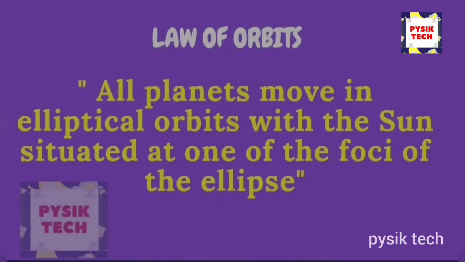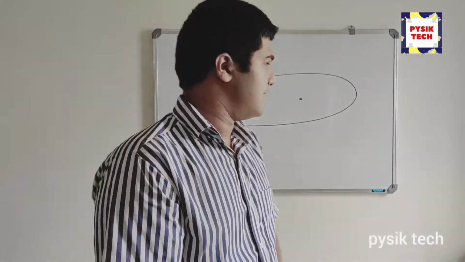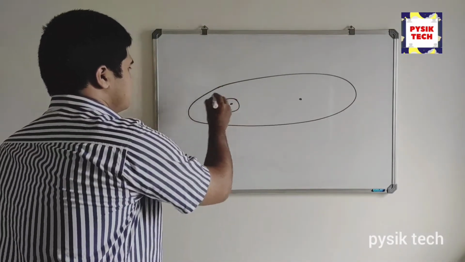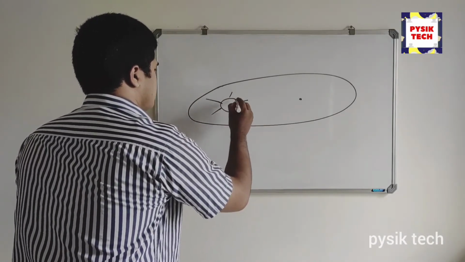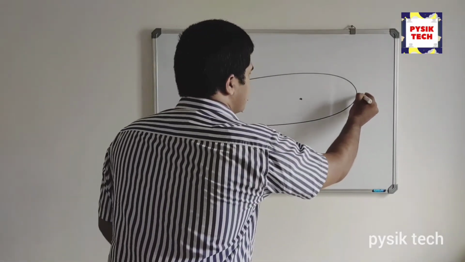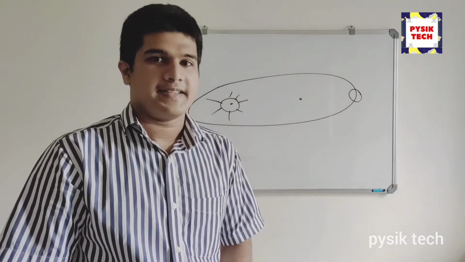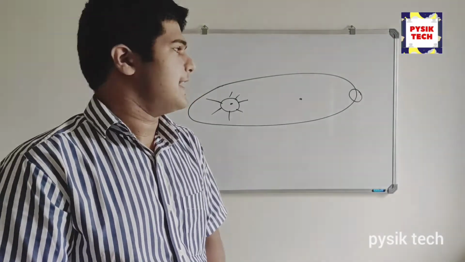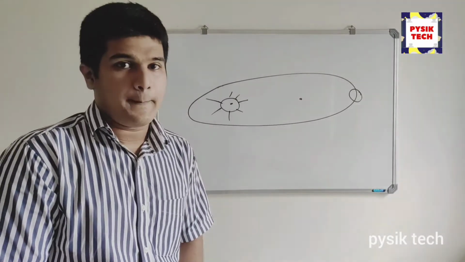Kepler's first law is known as the law of orbits. What is the law of orbits? Here, I am putting our Sun at a focus, and the planet is revolving. The first law of Kepler says that the Sun is situated at a focus and the planet is revolving through an elliptical path.